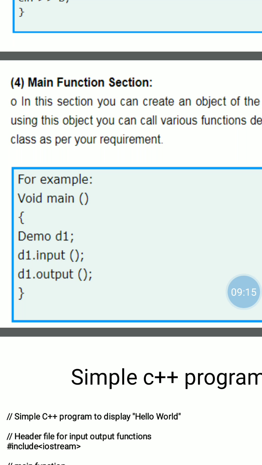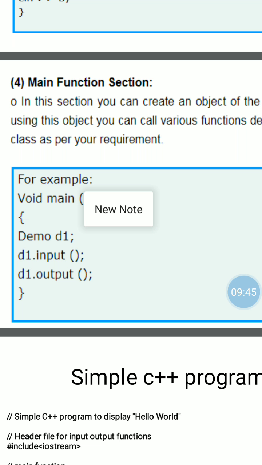After that we want to run or execute both operations, that is the input operation and the output operation of the same class. So to execute the function we need to use the object of that class and the membership operator, that is the dot operator: d1 dot input and d1 dot output. Here program execution starts, then the object will be created, then your functions input and output will be executed.